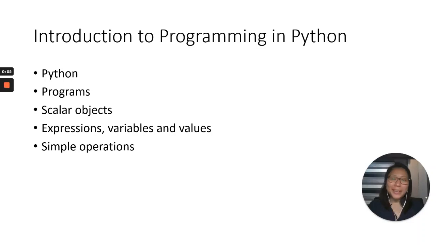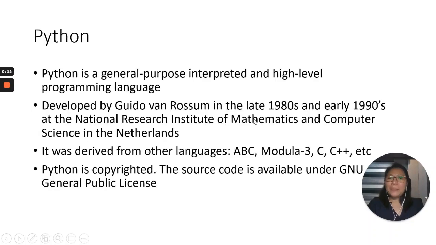Hi everyone, welcome back. In this video, I'm going to talk about Python, programs, scalar objects, expressions, variables and values, and simple operations. Python is a general purpose, interpreted, and high-level programming language. It was developed around the 1980s, and it was derived from other languages like C, C++, ABC, and so on. You can read a lot about Python in the Python documents, so you can check it online.